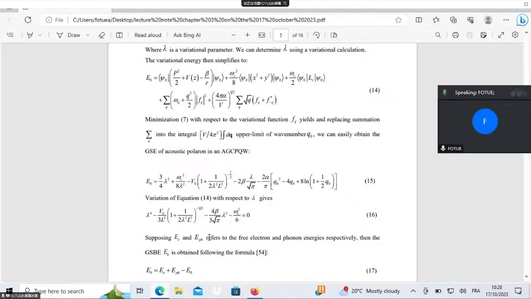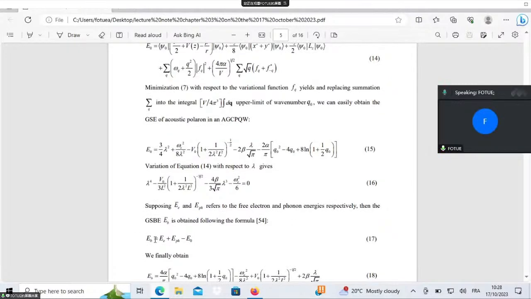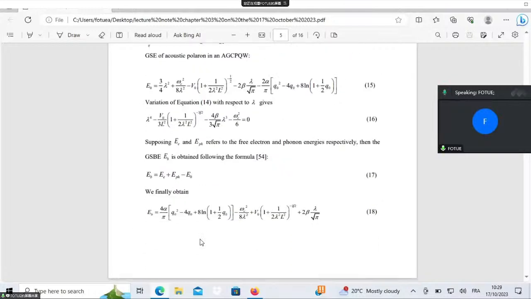What is the ground state binding energy for the electron and the acoustic phonon? This ground state binding energy will be expressed by this formula. This EB will be the energy of the free electron, EE, plus the energy of the free phonon, minus the ground state energy. And finally, if you replace this E0, this EE and E phonon by these terms, we finally obtain this expression as the binding energy.